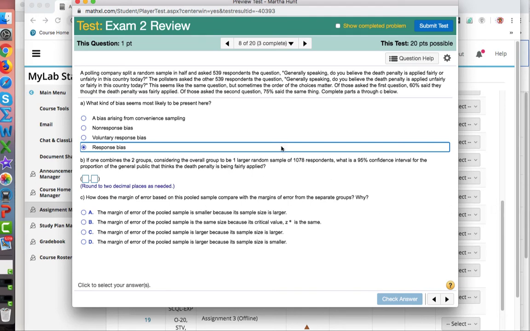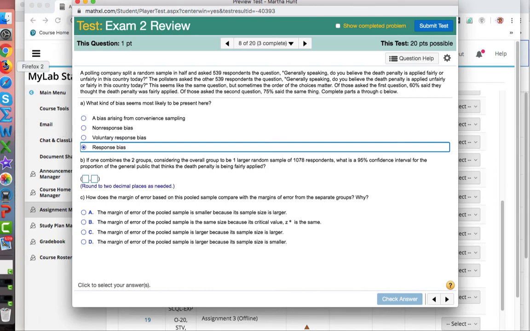Sure enough, the combined sample has 1,078 respondents. We want a 95% confidence interval for the proportion of the general public when you combine the two samples. So in the first sample, 60% of the 539, and in the second sample, 75% of the 539 said it was fairly applied.